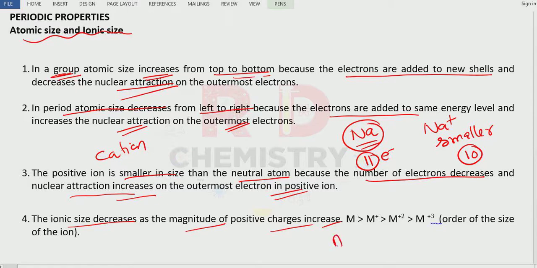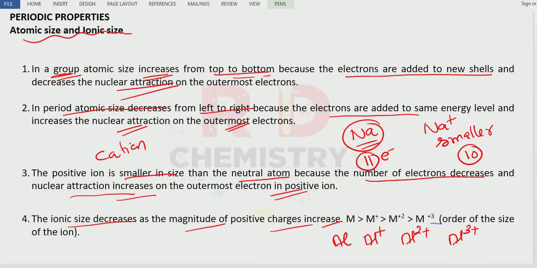For example, let me take aluminium, neutral atom. Aluminium plus 1, remove 1 electron. Aluminium plus 2, remove 2 electrons. Aluminium plus 3, remove 3 electrons. When you go on removing the electrons, what will happen? Size goes on decreasing, for the cations only.